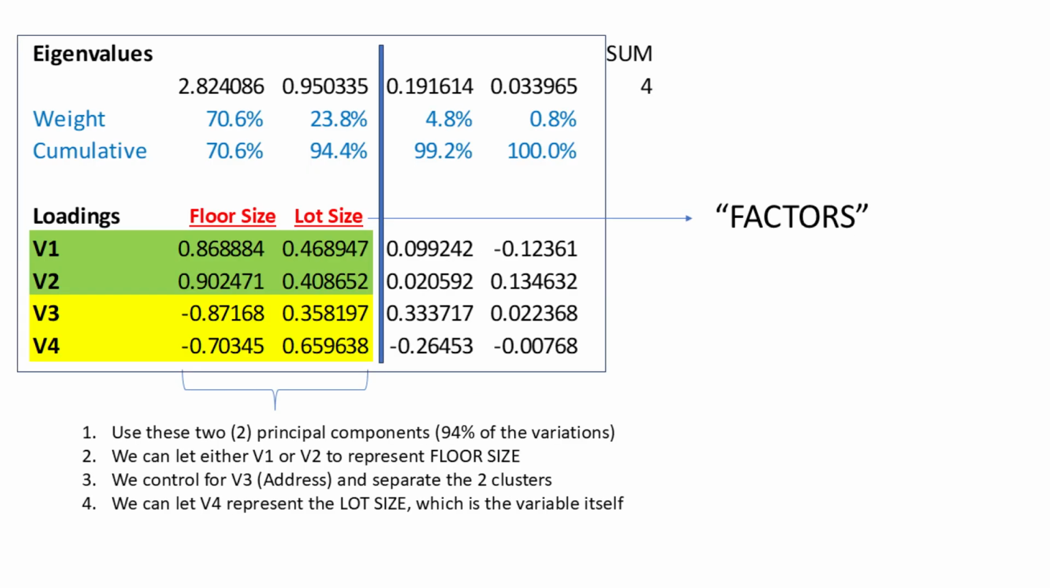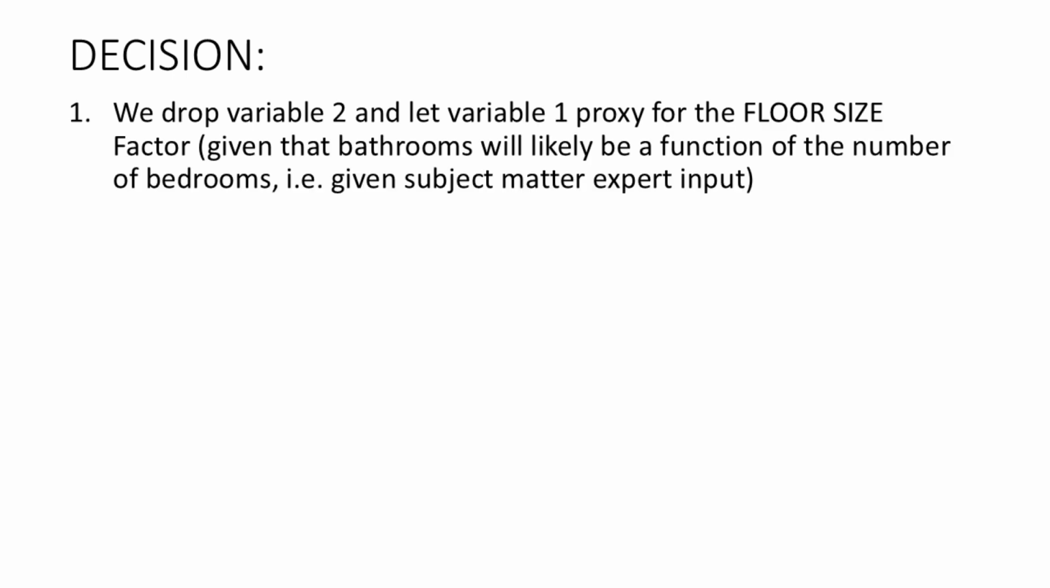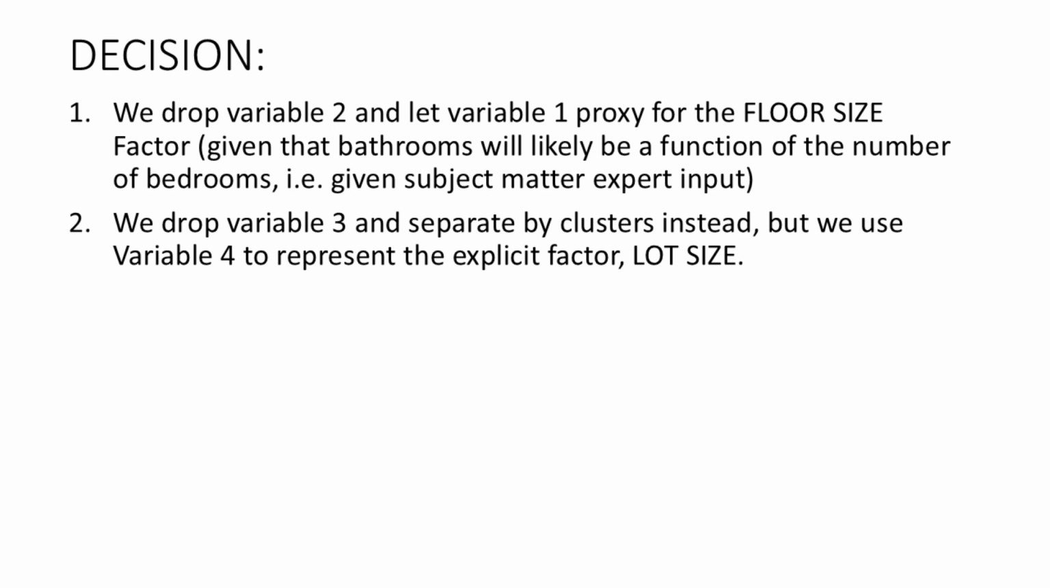So in the end, the output gives the summary from the PCA and factor analysis that we just did after everything is said and done. So what's our decision? Given the analysis, we drop variable 2 and let variable 1 proxy for the floor size factor, given that bathrooms will likely be a function of the number of bedrooms anyway. For example, this might be a given subject matter expert input or something that is intuitive for us. We drop variable 3, and instead of using it as a part of the variables for regression, we use it to separate the data into two clusters. Finally, we use variable 4 to represent the explicit factor lot size, so floor size and lot size.